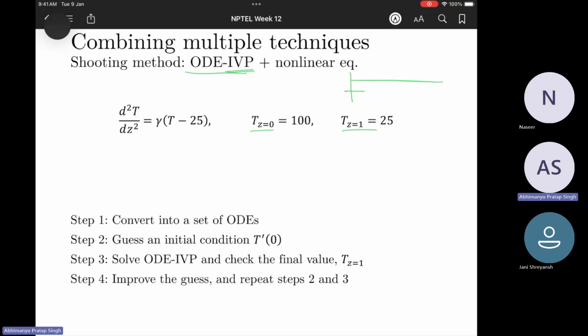The original time dependent equation for this problem is something like del T upon del t is equal to del square T upon del z square minus beta (T minus Ta). So we are solving just a steady state solution of this problem. We have assumed that temperature does not change with time, and we get this equation.